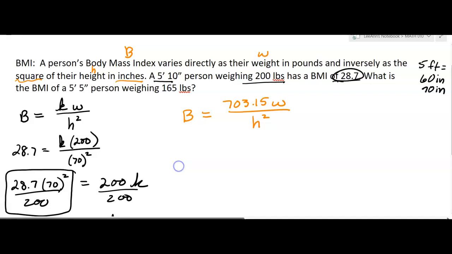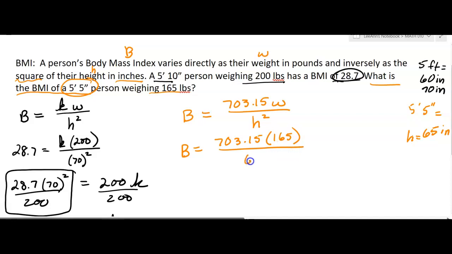Okay, so now my problem says, what is the BMI of a 5'5" person weighing 165 pounds? Okay, so how many inches is 5'5"? Well, it's going to be 65 inches. So I need to know that for my height. So H is going to be 65. And I'm trying to figure out that body mass index. 703.15 times the weight, which was 165. And I'm going to divide that by 65 squared. Remember, I've got to square that or I'm going to get some crazy number.